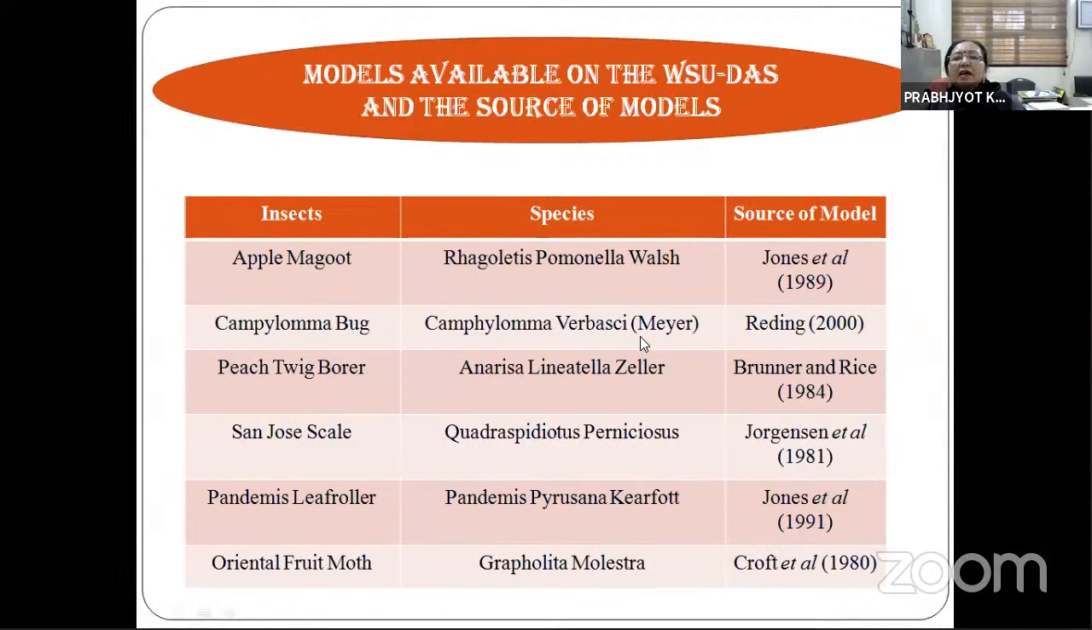Then the models available in this WSU DAS system include models for apple maggot, Campylomma bug, peach twig borer, San Jose scale, leaf roller, and oriental fruit moth. So all these different models, developed by different scientists over different locations, are clubbed together, and then this decision support system has been developed.